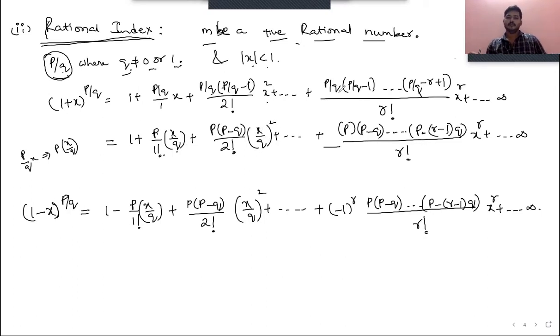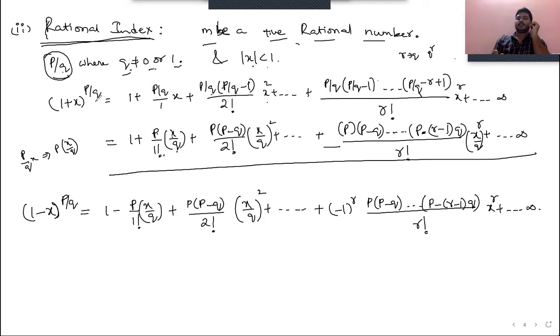Here also in the denominators there will be r q's. So it will be q power r. And if you take the LCM, p into (p minus q) into (p minus 2q) and so on, up to (p minus (r minus 1) into q). So this q power r will be going into the denominator, (x by q) whole power r, right? And so on up to infinity. So that's that. So this is the expression for (1 plus x) whole power p by q.